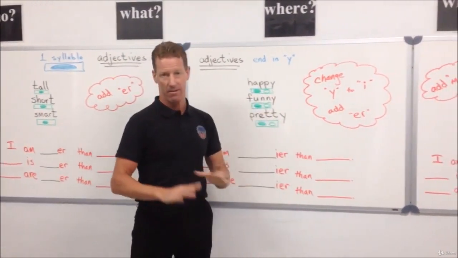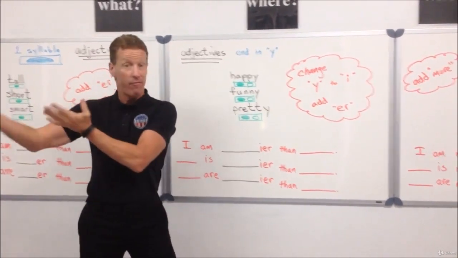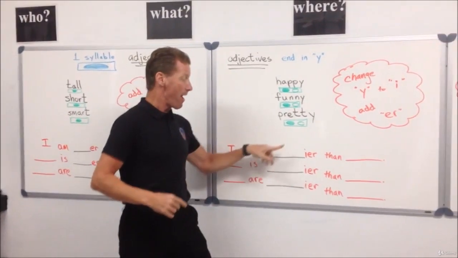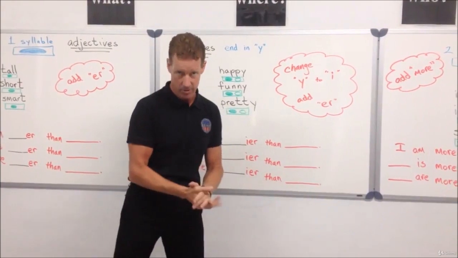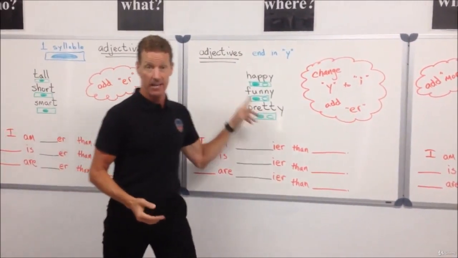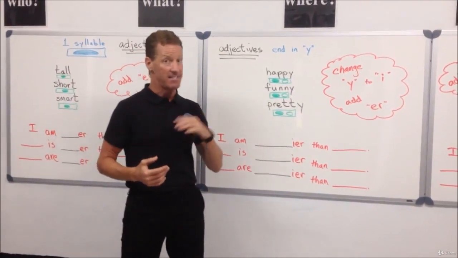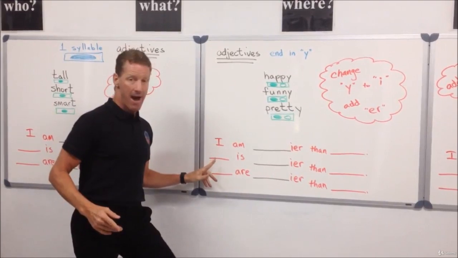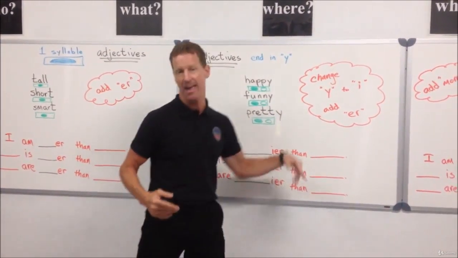So, happy. For example, I am happy. My friend is happy. But I am happier than my friend. Okay? Funny. My girlfriend is funny. My sister is funny. But my girlfriend is funnier than my sister.